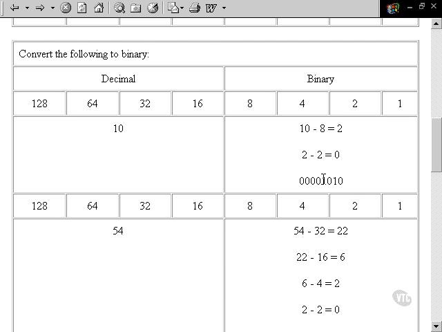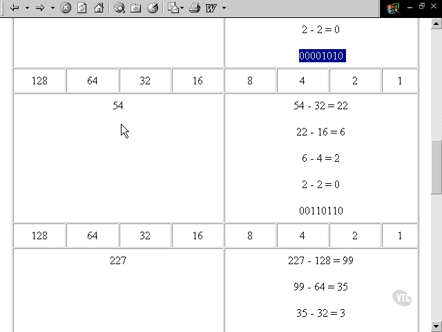And that will let you know that you're going to have zeros. You're going to have a mark by 8 and a mark by 2. And this is your binary equivalent of this decimal number. Let's go to the next one.